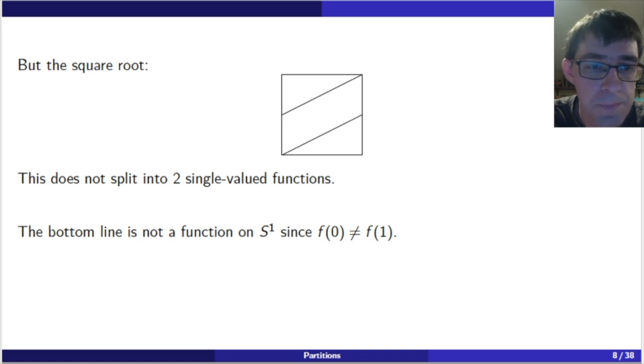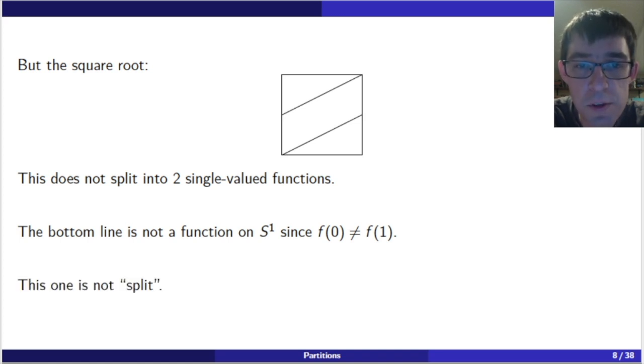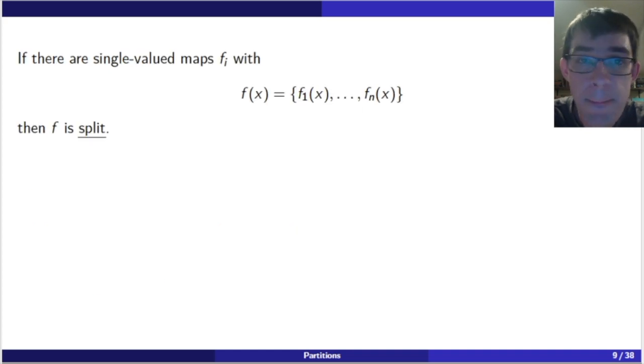All right. So this one is not what they call split. Split means you can break it up into a bunch of single-valued functions. You cannot in this example. All right. So here's the definition of split. It just means that if f can always be written as a set of points that are the outputs of n different functions, then you say f is split.